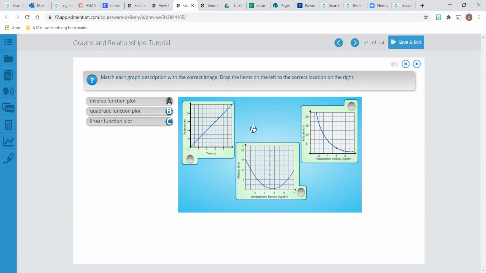Inverse: when one increases, the other decreases. Quadratic. So quadratic, always remember there's some type of parabola, something curvy is going on. While linear, it's more straightforward. There's a line, a straight line. As one increases, the other increases. As one decreases, the other decreases.